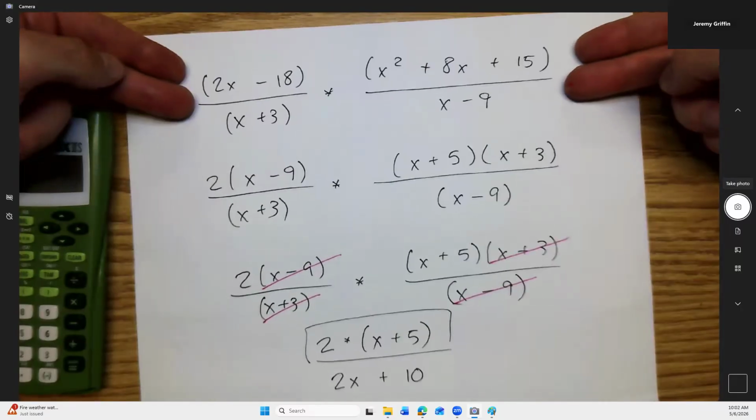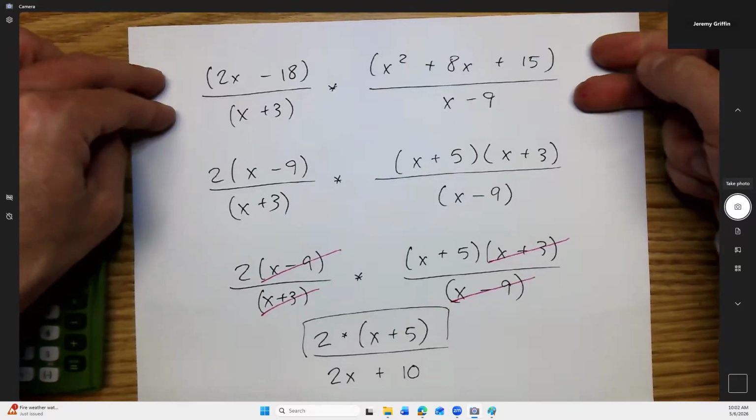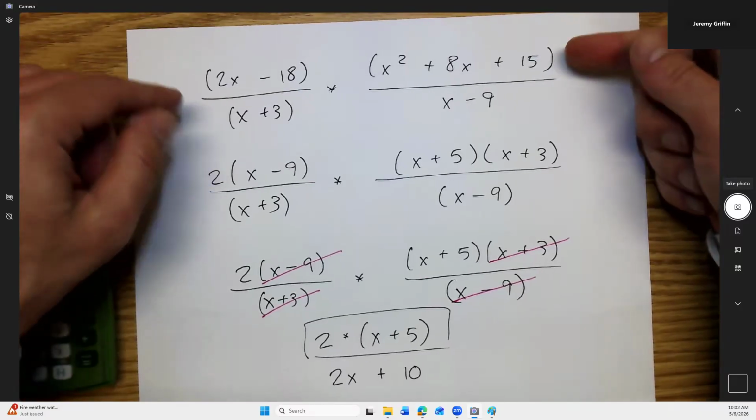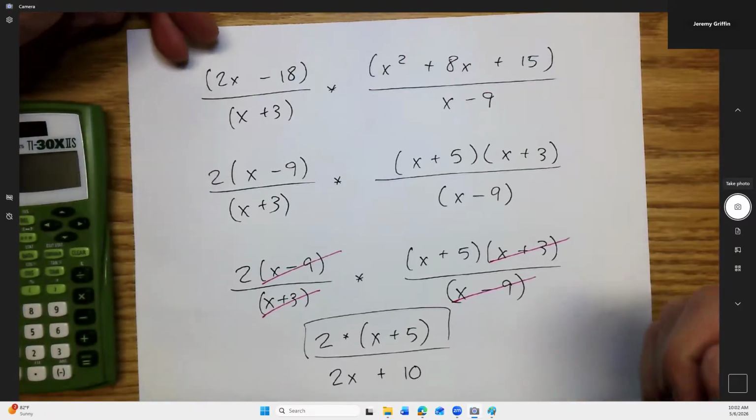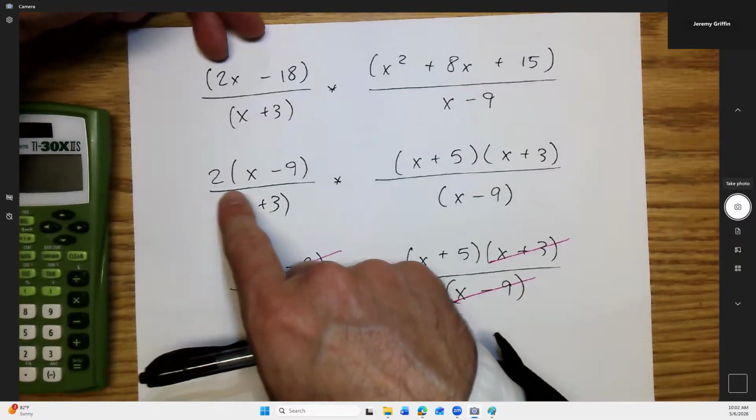So here's what I gave you. We've got all these fractions all multiplied together. What I would start thinking is, I wonder if I could factor any of these more complicated looking ones. Like, for example, this top left term, the 2x minus 18. Could I just pull a 2 out and make it 2 times x minus 9?